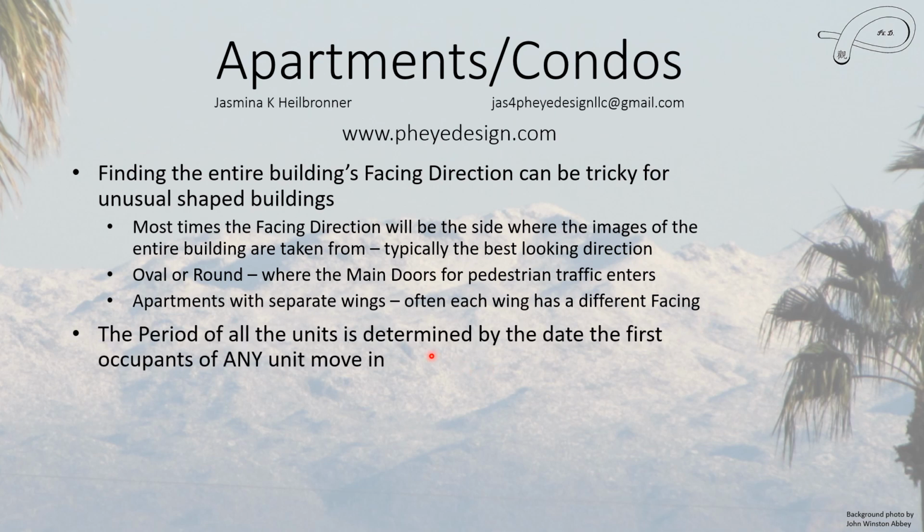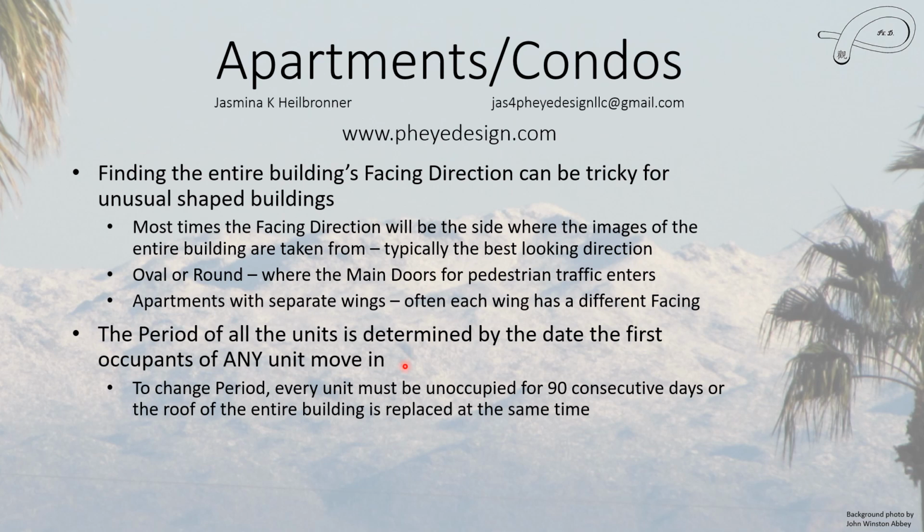Now, the period of the building and of all of the units in the building is determined by the date the first occupants moved in any of the units. So it doesn't matter if your apartment wasn't rented out in period 7. Maybe it didn't get rented out till period 8, but somebody moved in period 7. So the apartment is a period 7. They don't have to stay there. They don't have to be there anymore. But as long as somebody is occupying the building, living there, that defines the period basically in perpetuity.